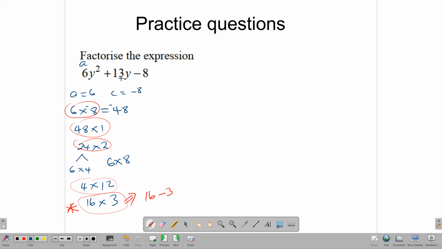And so we're going to take this expression now, 6y squared plus 13y minus 8, and we are going to rewrite the 13y in terms of this. So we have 6y squared plus 16y minus 3y minus 8. And so this is now split into these two. And once we do that, we group them and we factor.